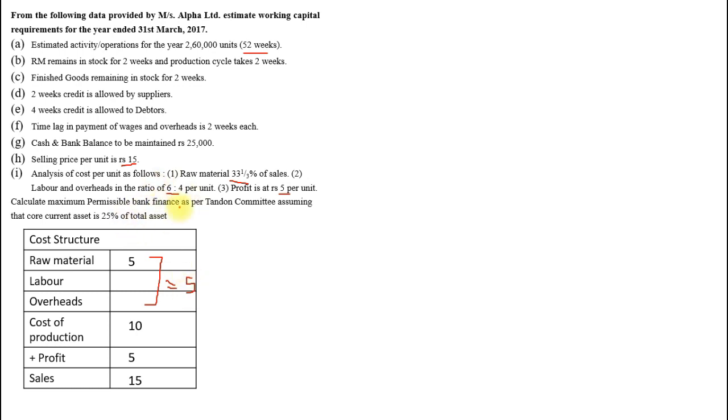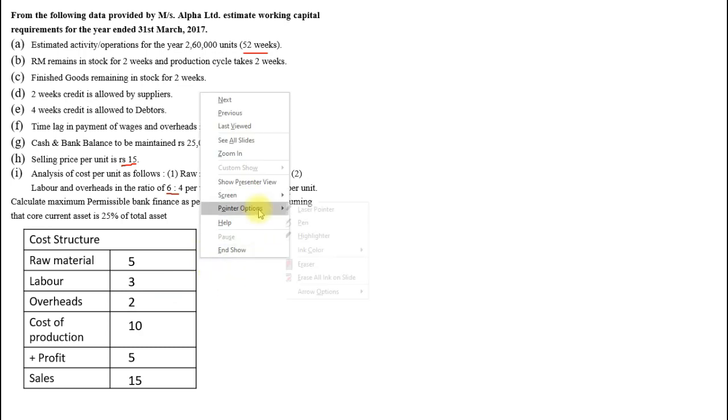And the ratio they are giving you is 6:4. So divide this amount 5 in the ratio 6:4, and you should get the values as 3 and 2. So the labor and overhead are 3 rupees and 2 rupees respectively. This is the first working note that you will have to do. The second working note is based on the number of units. Okay, so I'll just erase this part.